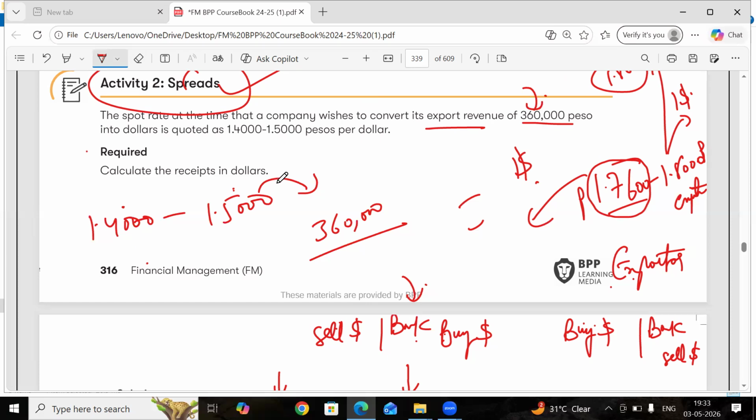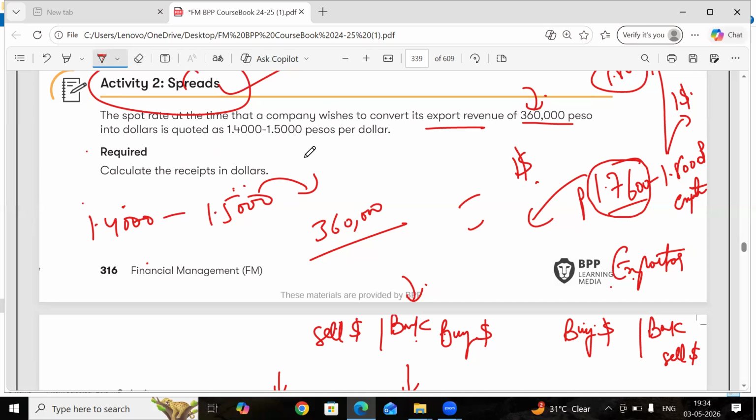See, I told you, the exporter always wants to buy dollars. Why does the exporter want to buy dollars? He gets foreign currency. He will sell foreign currency, get local currency. So the exporter wants to buy dollars and the bank has to sell dollars. Bank selling rate 1.5. The importer always wants to buy foreign currency to make the payment. So he will sell dollars. When he sells dollars, the bank will buy dollars at this price. So from the importer's perspective, this side is important. From the exporter's perspective, this side is important.